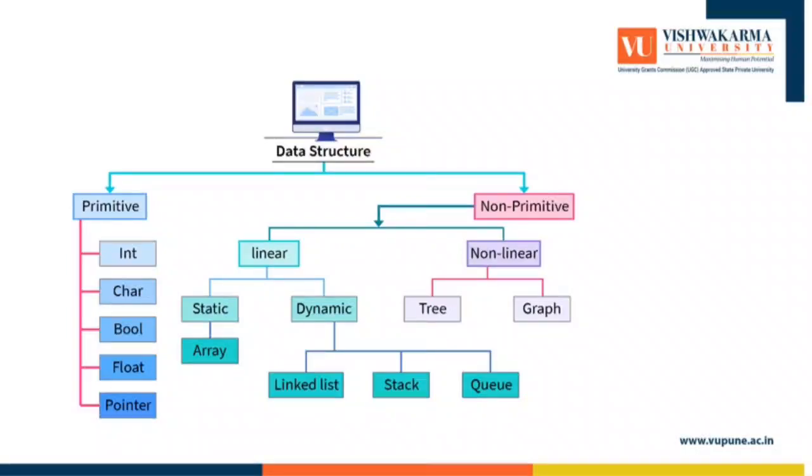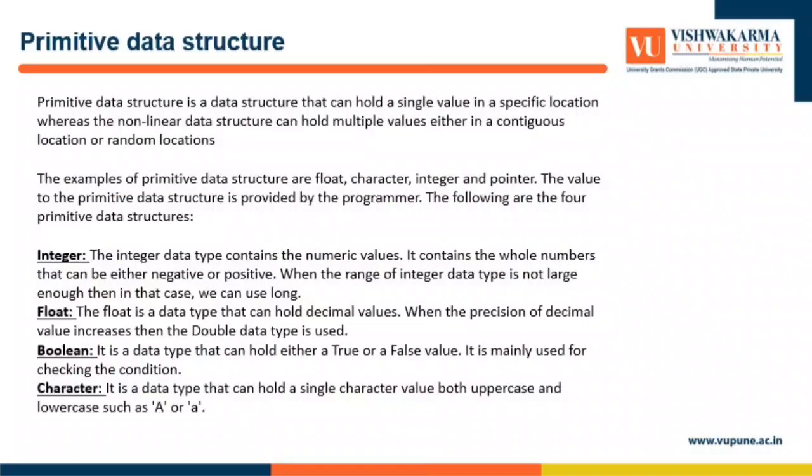So let's see the primitive data structures. A primitive data structure is a data structure that can hold a single value in a specific location, whereas a non-primitive data structure can hold multiple values either in a contiguous location or random location. The examples of primitive data structures are float, character, integer, and pointer. The value of the primitive data structure is provided by the programmer. The following are the four primitive data structures.